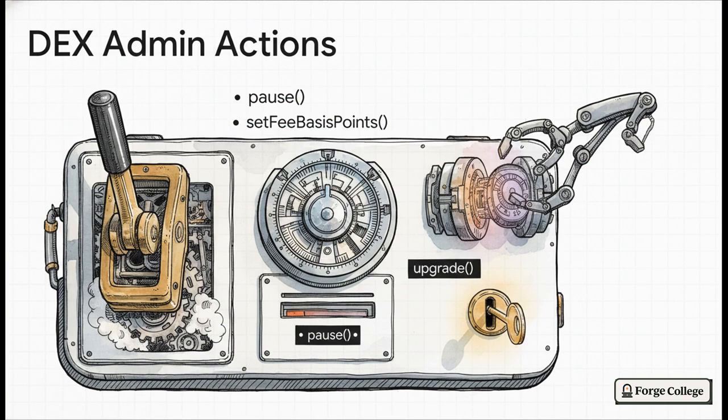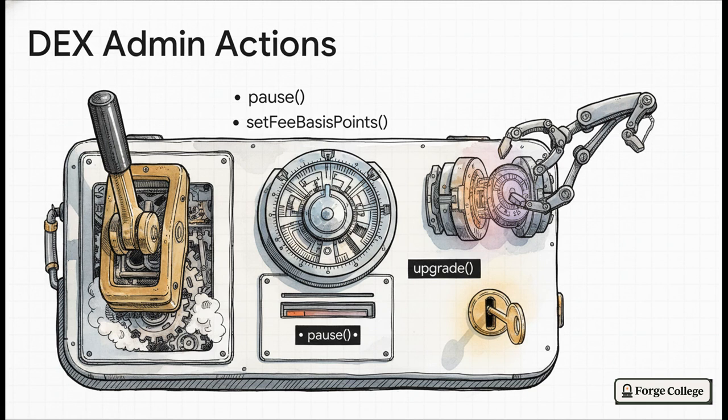Let's ground this theory in a practical, real-world example, right? Imagine you're building a DEX, a decentralized exchange. What exactly is this owner capable of doing before they walk away? Well, they might have control over emergency actions like pause, which literally halts all trading if a bug is found. They might control tuning actions like set fee basis points to tweak the economics of the exchange on the fly. Or most powerfully, they might have an upgrade function, allowing them to swap out the entire logic of the contract overnight. These are God mode powers.